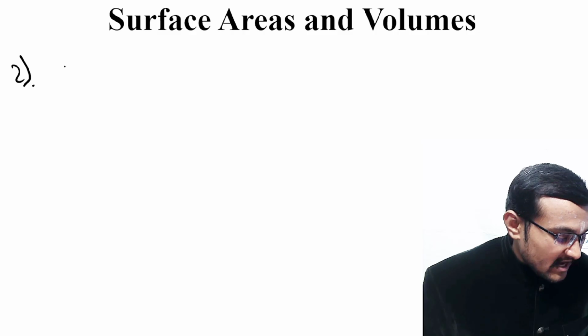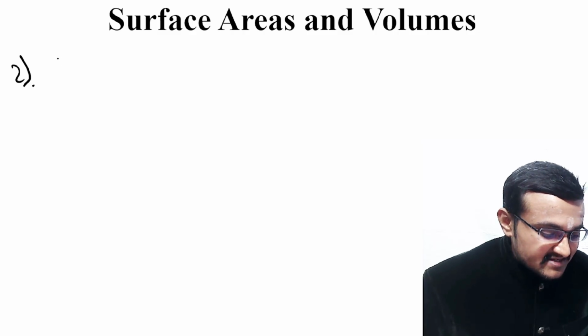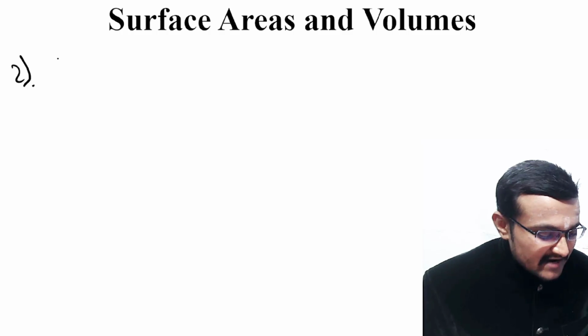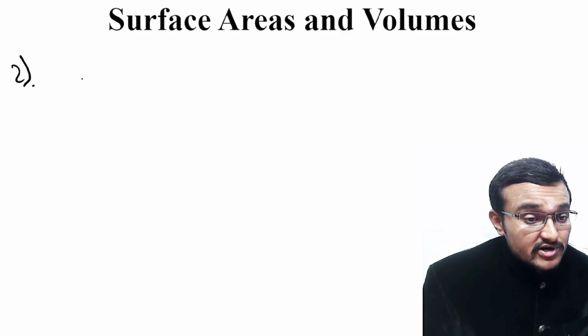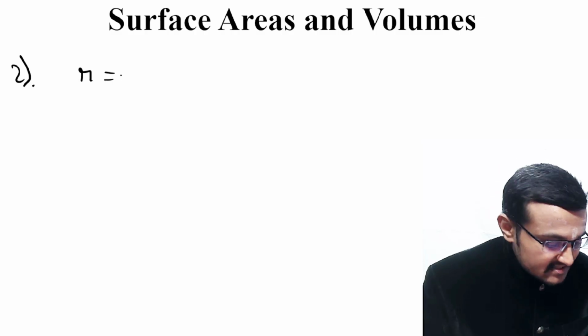In second question also you have to find out the capacity in liters of a conical vessel. So that is also basically you have to calculate volume of this conical vessel. So here they have not given the actual height, they have given the slant height.